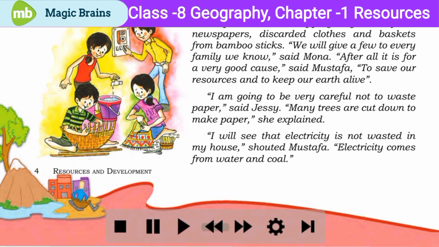At the bottom left side of page number 4, there is a diagram. In this diagram, there are 4 children, 2 boys and 2 girls. A boy wearing a yellow shirt is switching off the light not in use, and a girl wearing a red t-shirt is closing the tap when the bucket is full. The other boy, wearing a green-black striped t-shirt, is making something, and another girl wearing a pink t-shirt is making shopping bags.